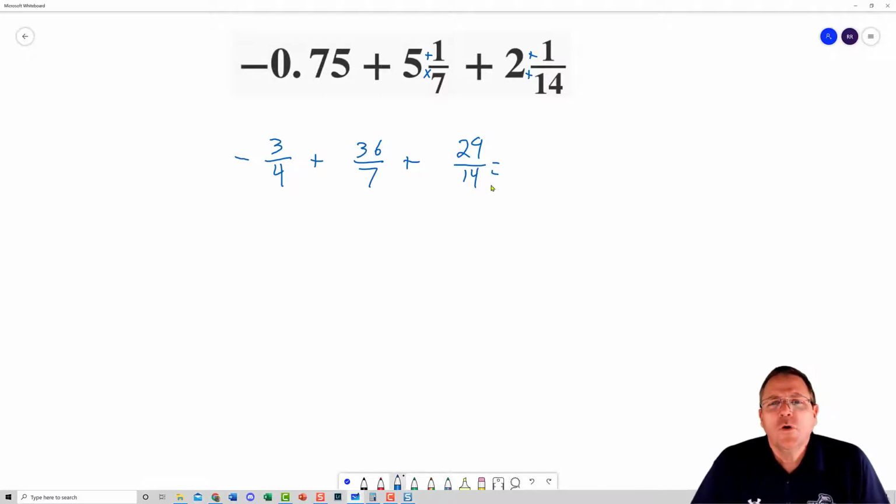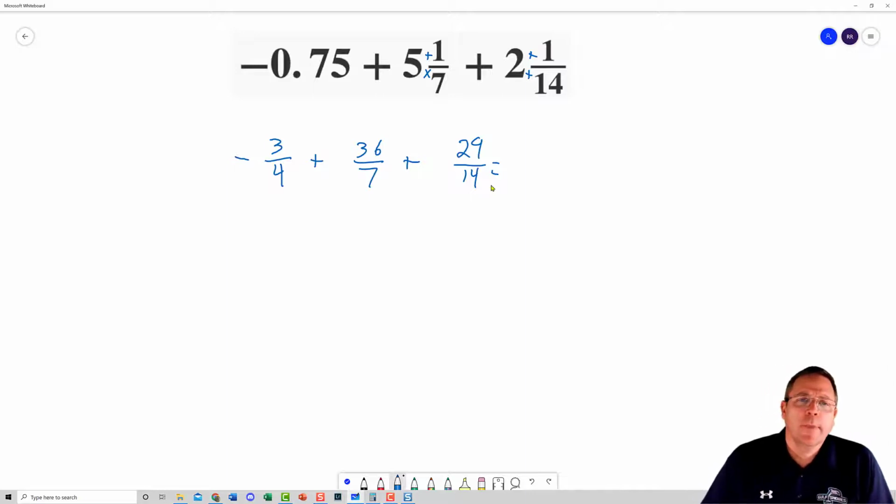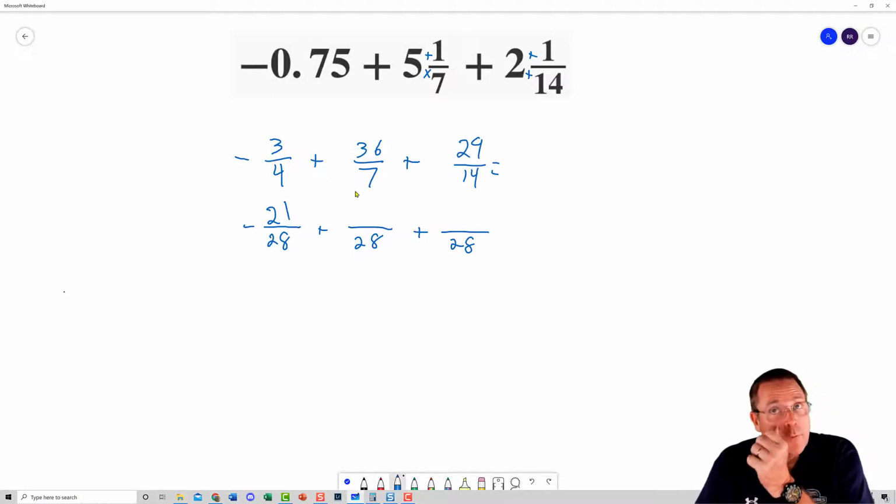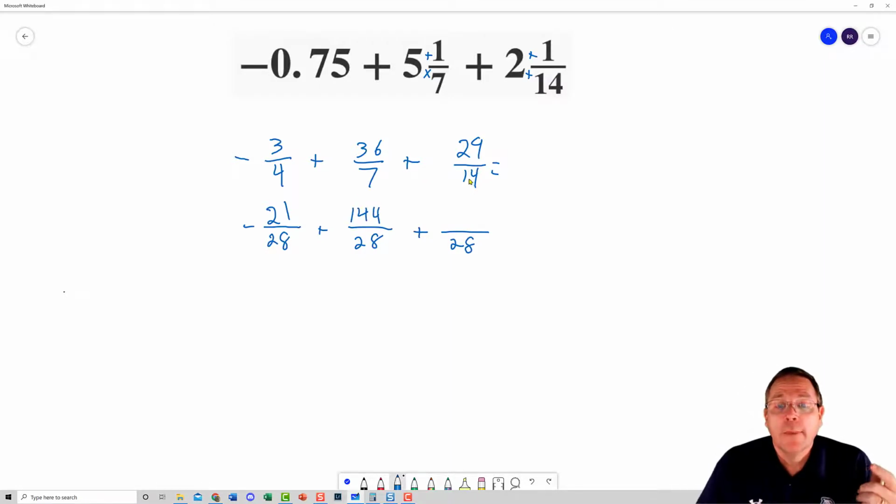And that's going to give us a really good start here. Now we're going to have to come up with some least common denominators, and that's where things are going to get to be not a whole heck of a lot of fun. My least common denominator is going to end up being 28. So I'm going to take my various numbers there, set them up over 28. 4 goes into 28 7 times. 3 times 7 is 21. 7 goes into 28 4 times. 4 times 36, that's going to be 120, plus 24 is going to be 144. And then 14 goes into 28 2 times, and 2 times 29, that is going to end up being 58.